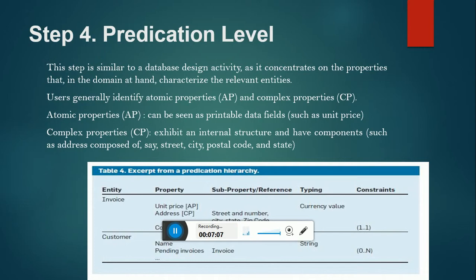This is the step which is similar to database design activity, as it concentrates on the properties that, in the domain at hand, characterize the relevant entities. So there we have two properties: one is an atomic property, which can be seen as printable data fields or a unit price, and the other is a complex property that exhibits an internal structure and has components, like an address, which has street, postal code, state, country, phone number, etc.